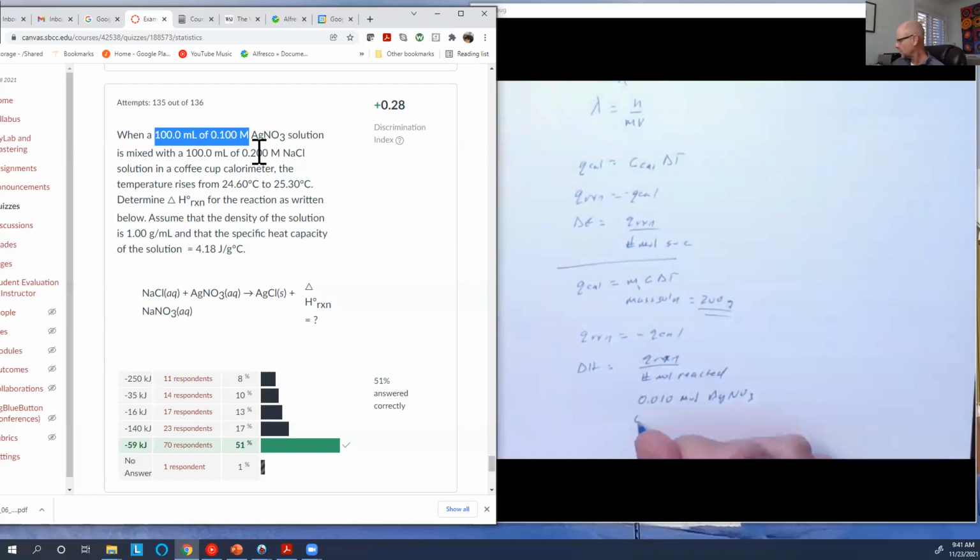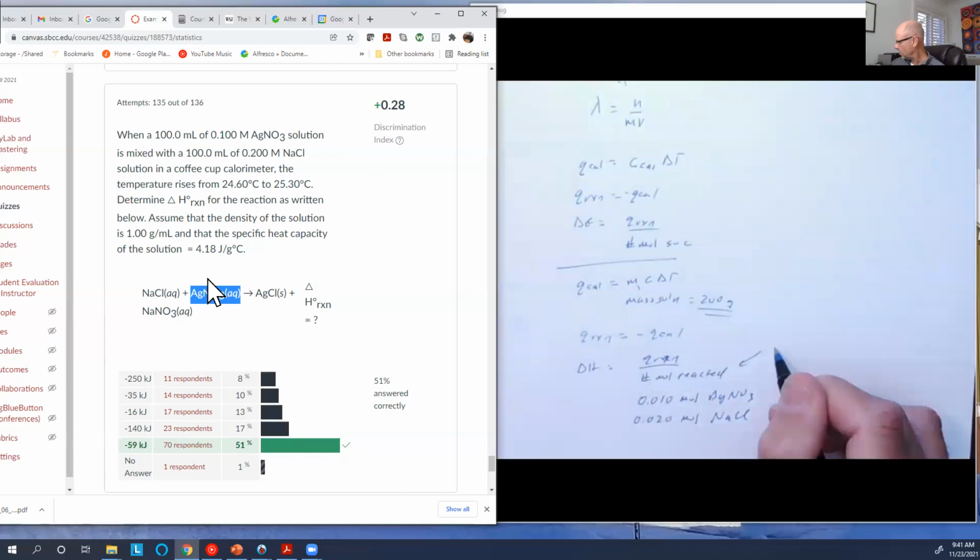So that corresponds to 0.020 moles of NaCl. So notice the reaction stoichiometry is 1-to-1, right? So you have 0.010 moles of this and 0.020 moles of that. So this is the limiting reactant. So how many moles actually react? 0.010. So when you do this last step, the number of moles of reactant is 0.010 moles. Okay, and then that gives you minus 59 kilojoules.